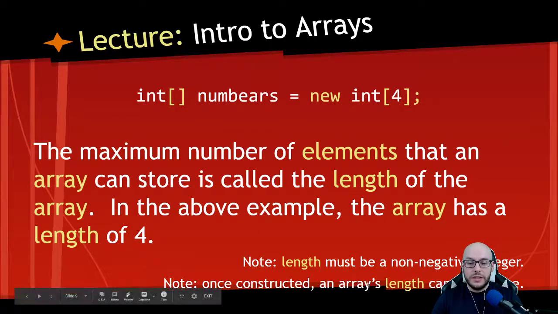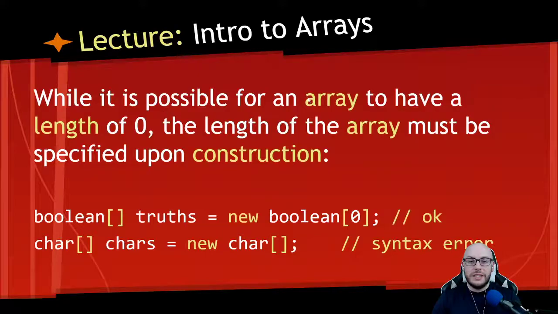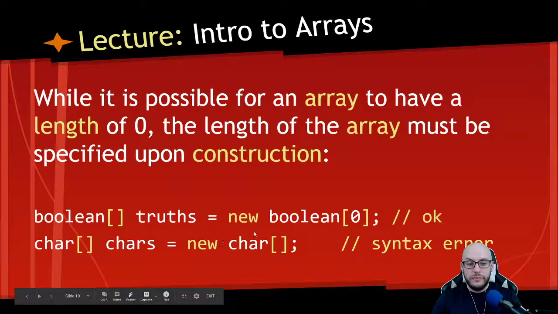Once constructed, an array's length cannot change. That's going to be super important, right? So this integer array here has a length of 4. Period. It cannot change. It cannot go up. It cannot go down, etc. While it is possible for an array to have a length of 0, the length must be specified upon construction. So I'm talking about these construction statements here, where I'm actually creating the new Boolean array. Now, it is okay to have a length of 0, as shown here. What you can't do is include nothing.